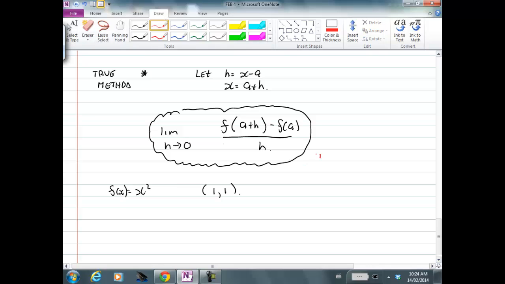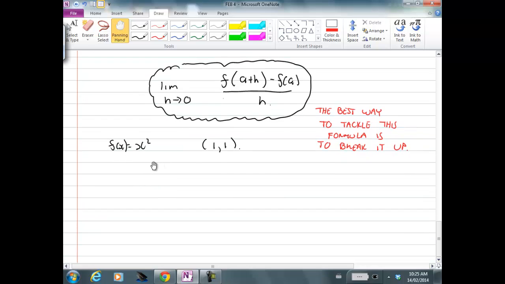The best way to tackle this formula is to break it up. If you try to use the whole formula all at once, you're going to fail. So what we're going to do, we're going to break it up nice and simple. So here's what I'm going to do. I'm going to break this up into 3 separate pieces. I want you to highlight the first part for me, please.